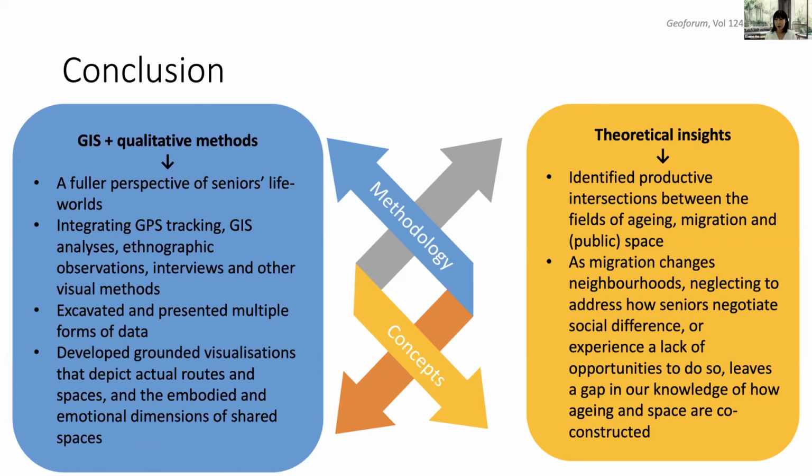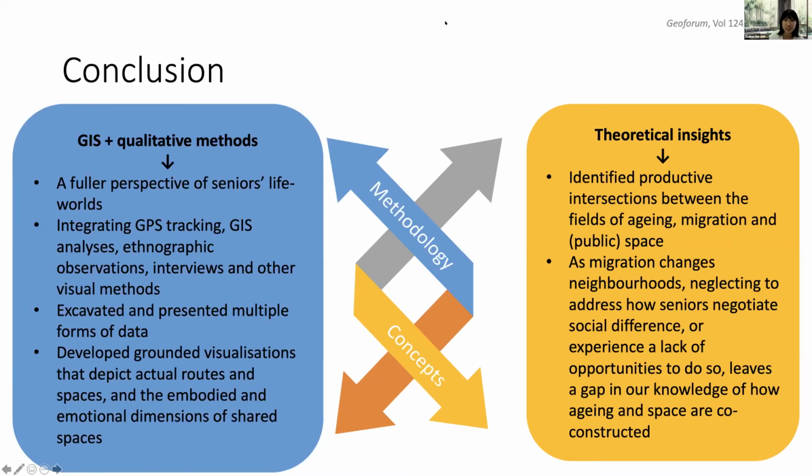And I want to end by emphasizing that we need to pay attention to how migrant seniors use our residential neighborhoods as well, because neglecting to address how non-migrants and migrants experience migration in their neighborhoods means that we are not attentive to how the seniors negotiate social difference in their later life. And that leaves a gap in our knowledge of how aging and space are co-constructed. Okay, I will end here.